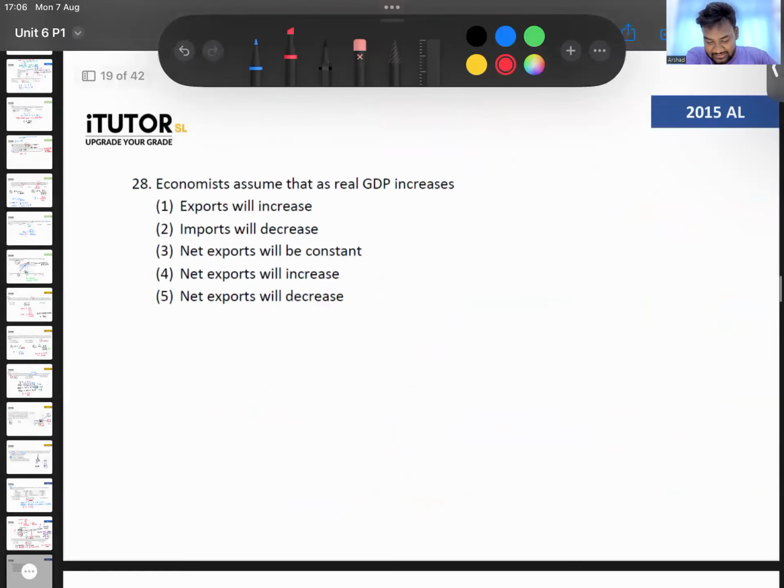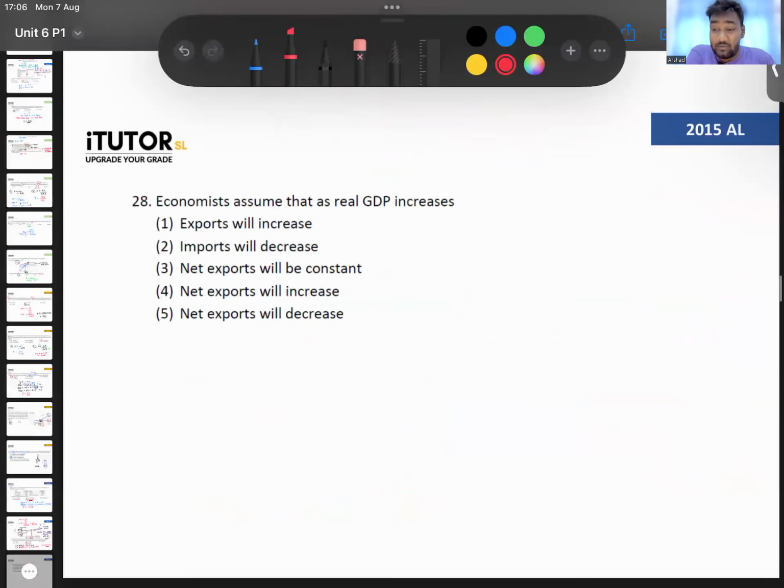Then 29. Now, economists assume that as real GDP increases, what will happen? Exports will increase, imports will increase, net exports will be constant, net exports will increase, or net exports will decrease. What do you all think?